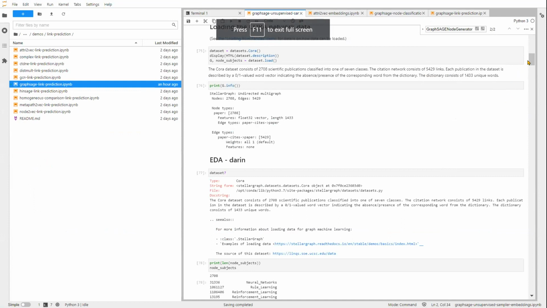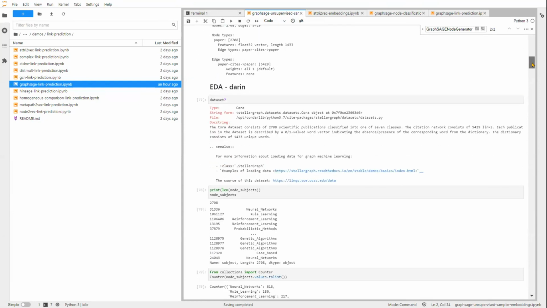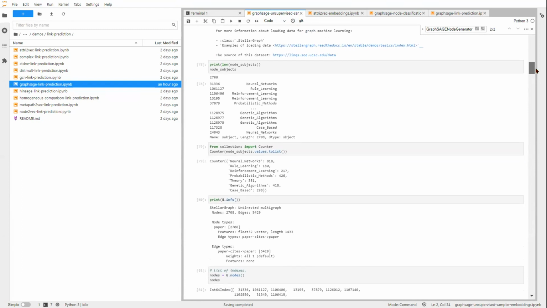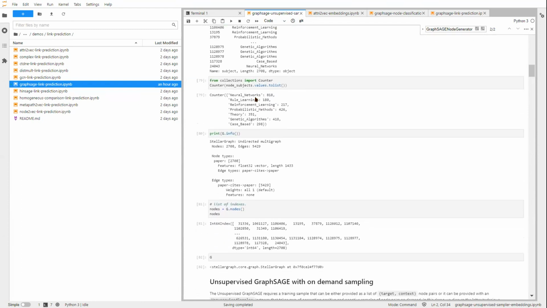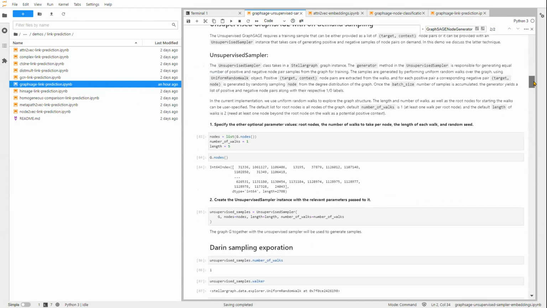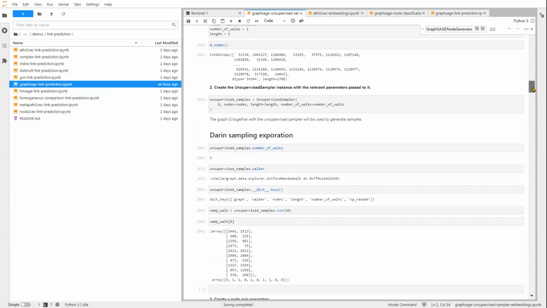So that's what they use as their data here, and they use that for a lot of the graph examples. I just do a little EDA to look at the classes, so you could see a lot of the papers are about neural networks, all that kind of stuff. I think I've explained it mostly, but I'm not sure what we want to do here.